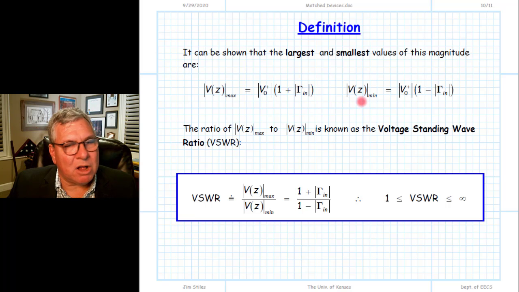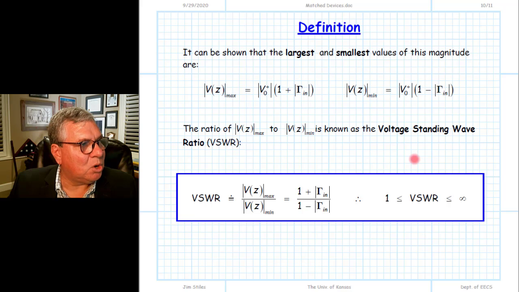The smallest magnitude of oscillation we find, where we get the lowest point in the magnitude, we can show is equal to this. And notice it's almost the same as the maximum. The difference is the value of minus as opposed to plus. Since the magnitude of gamma in is a positive number between 0 and 1, we find this number, 1 plus the magnitude of gamma in, is larger than, of course, this, where we have 1 minus this positive value.